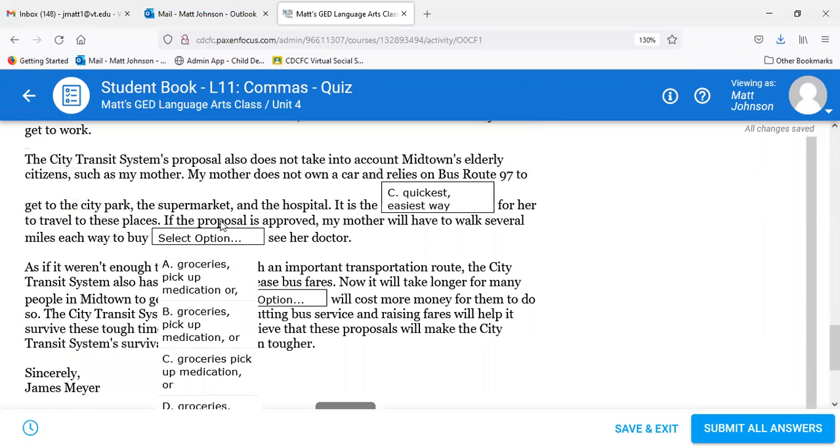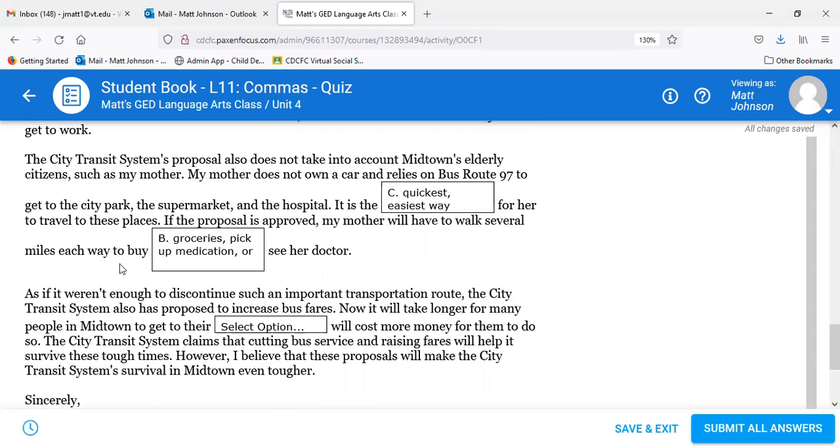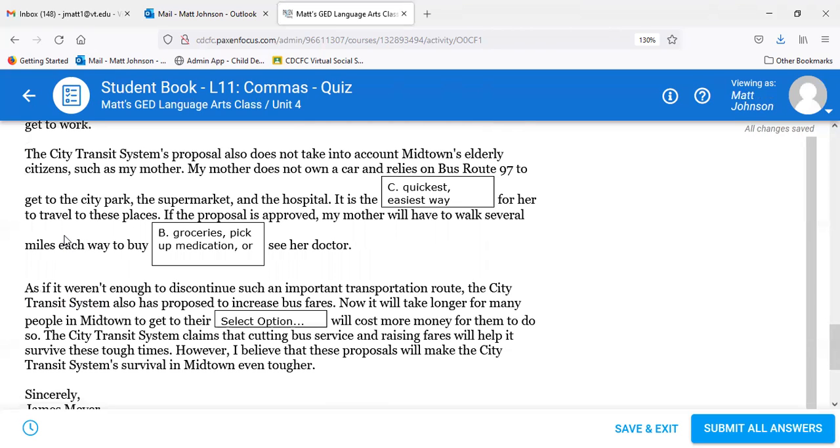In this case, there's B. You've got to put the comma after the apostrophe, after the comma. It's the same with and, right? Or you can use, well, not in replace of and, but in the series, you're going to use it the same way. So groceries, pick up medication, comma, or.